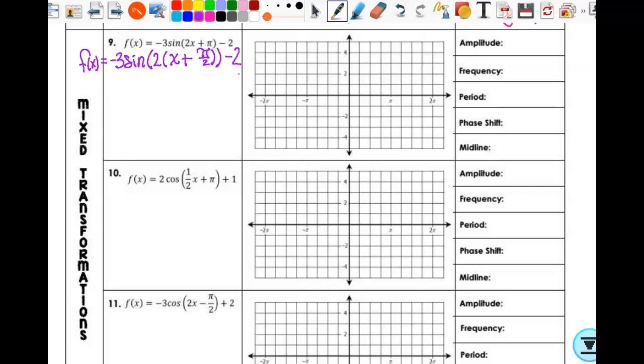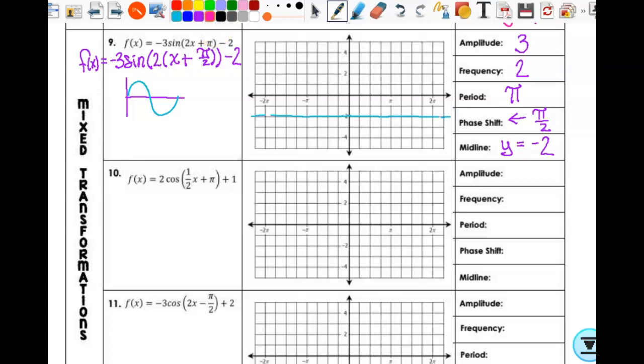All right, so what's my amplitude? 3. My frequency is 2, so the period is pi. My phase shift makes me go left, pi halves, and the midline y equals negative 2. Okay. So this is sine. Here's my parent function. Here's my midline. Oops. Do that a little bit better. It's my midline. Okay.